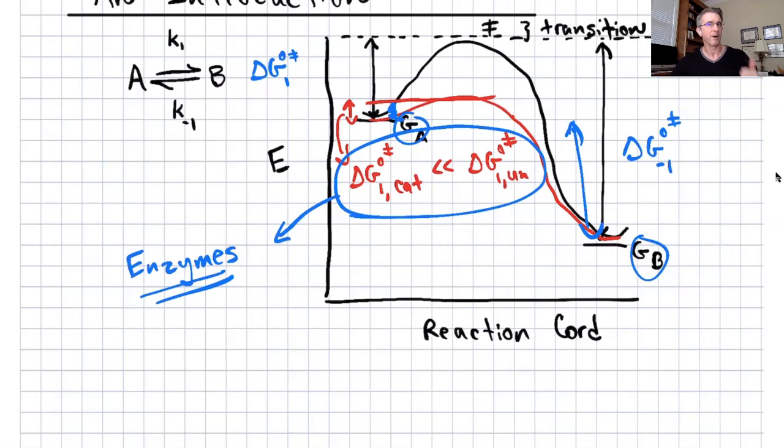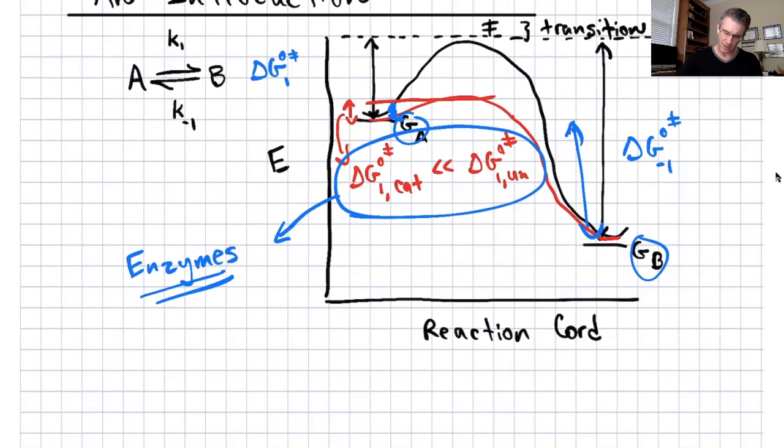But remember, catalysts do not bias the reaction in one direction or the other. They lower that transition state barrier, which means you get to equilibrium faster. That's what enzymes do for all these incredibly important biological reactions.